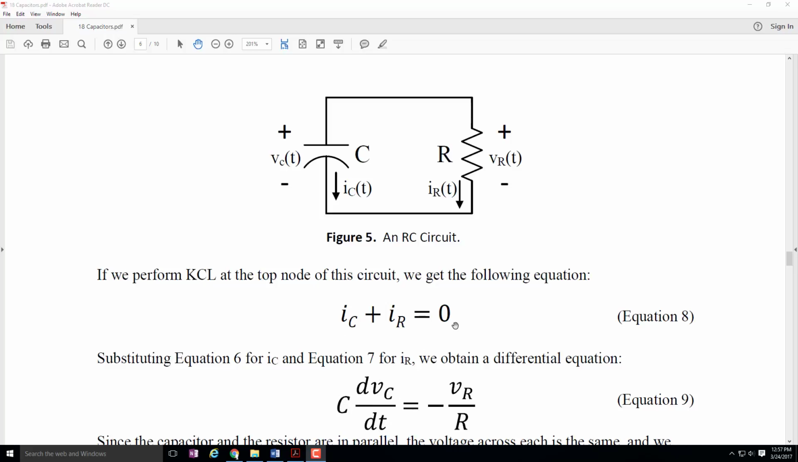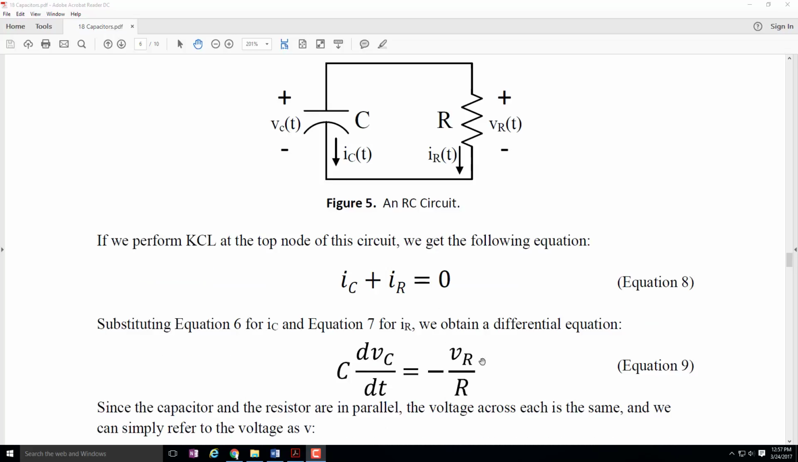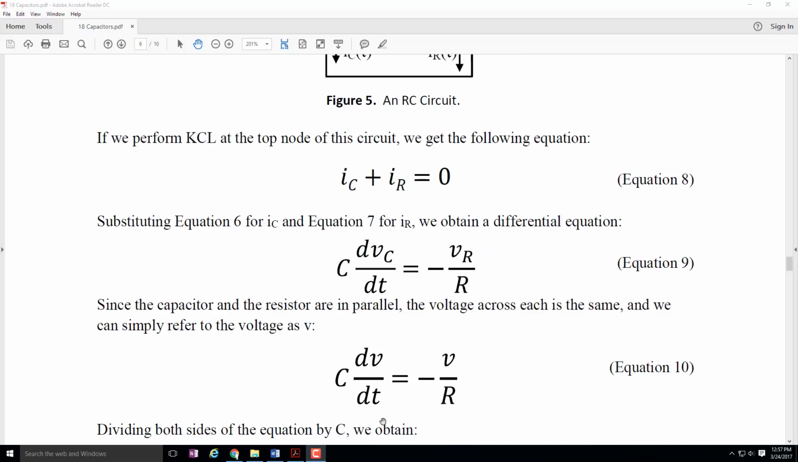I'm going to move I sub R over to the other side, so it's going to become negative. And by Ohm's law, I know that I is equal to V divided by R. So C dV_C/dt is equal to negative V sub R over R. But if you look up here, the capacitor and the resistor are in parallel with one another. So they actually have the same voltage. I've labeled V sub C and V sub R separately, but they're really the same voltage. So I can actually write that equation with just V as the single voltage.